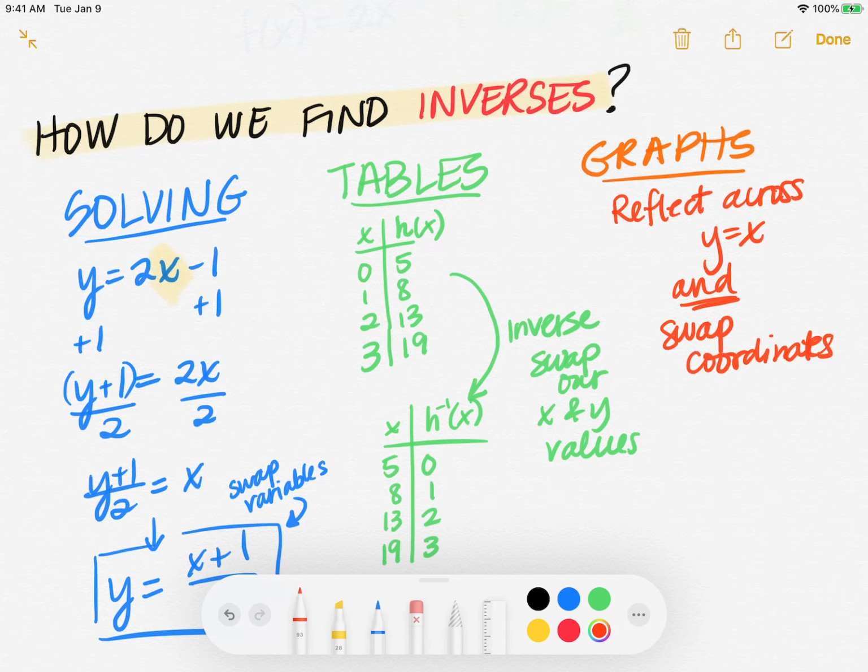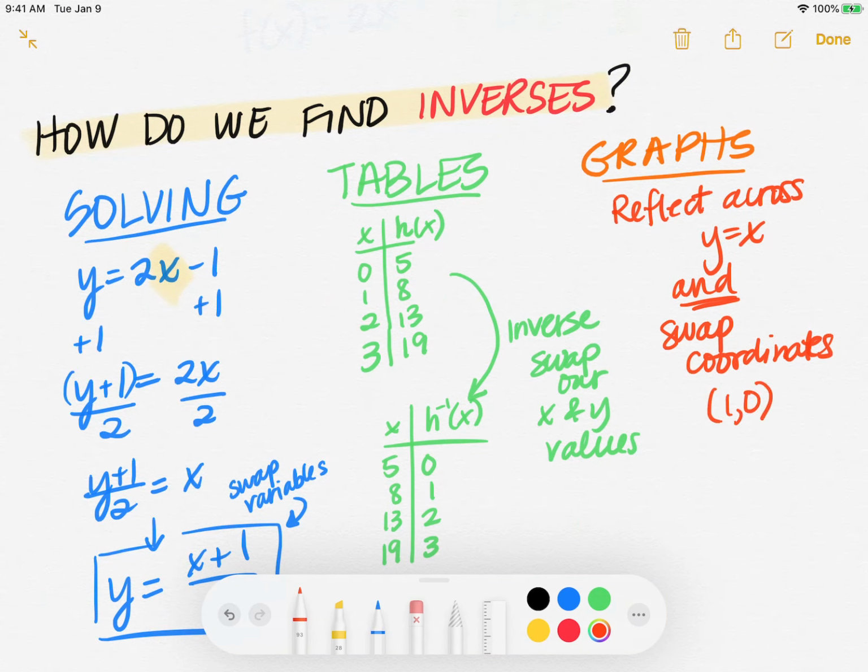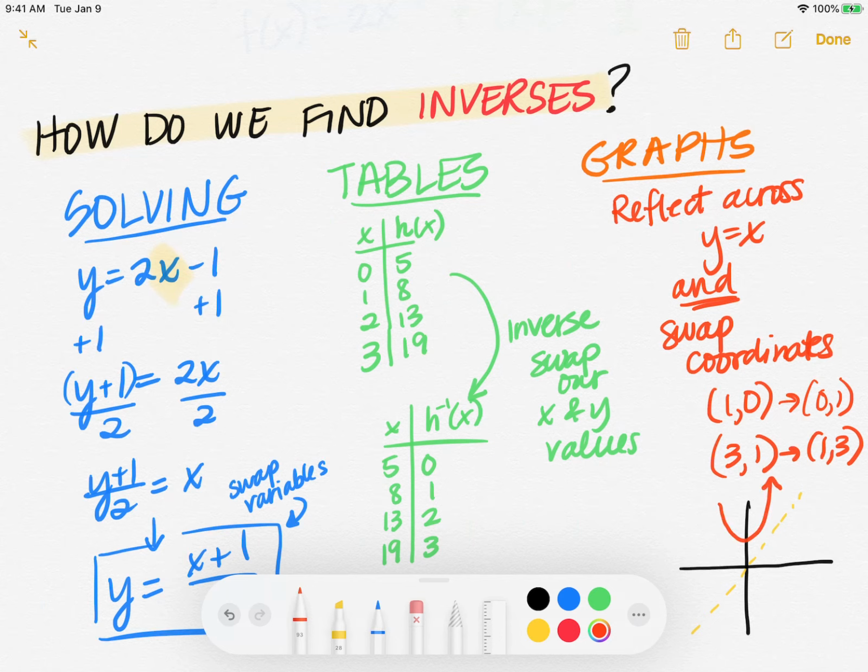So you'll get more practice of this in class, but if we had the point 1, 0, it would become 0, 1. If we had the point 3, 1, it would become 1, 3. And then when we see that actually graphed out, here is our line y equals x. Let's say we had a parabola that looked like this. Reflecting it across the line y equals x would turn our parabola sideways like this.